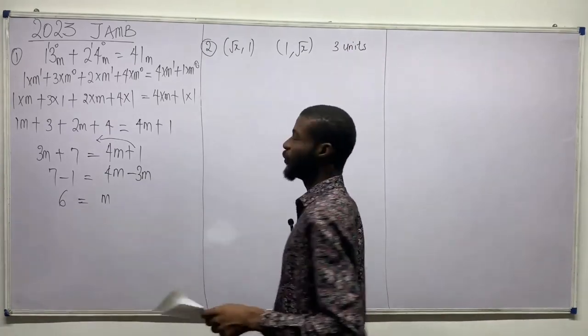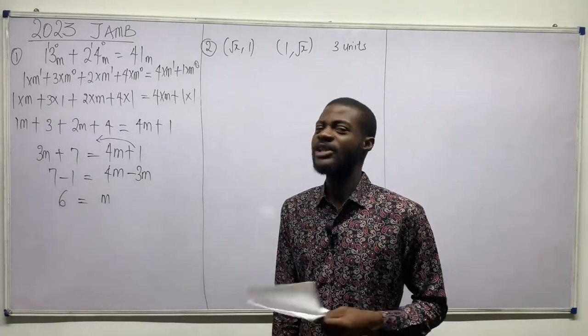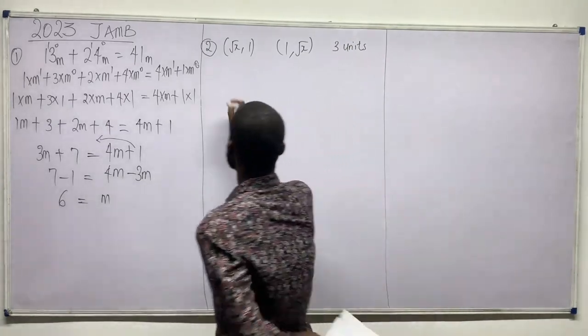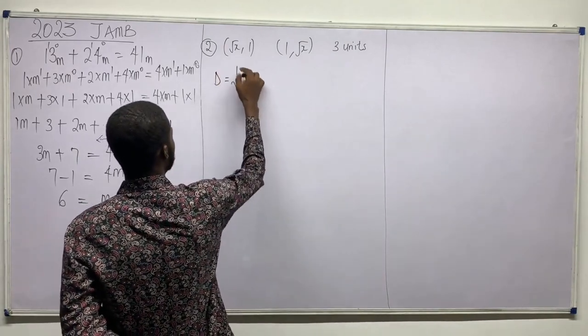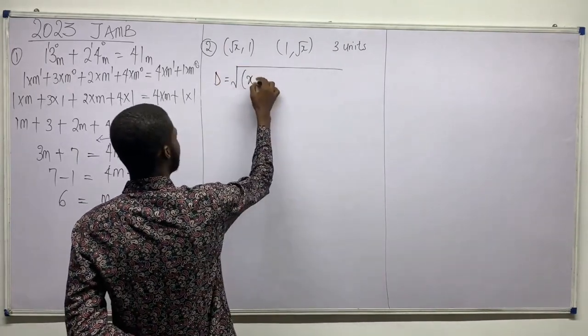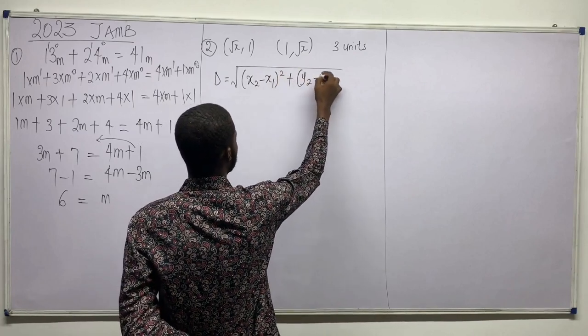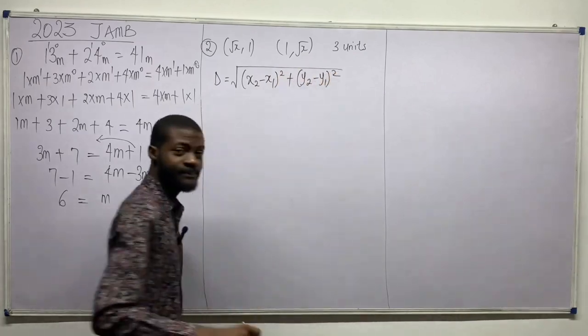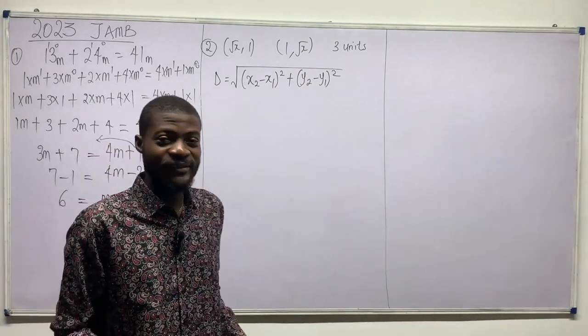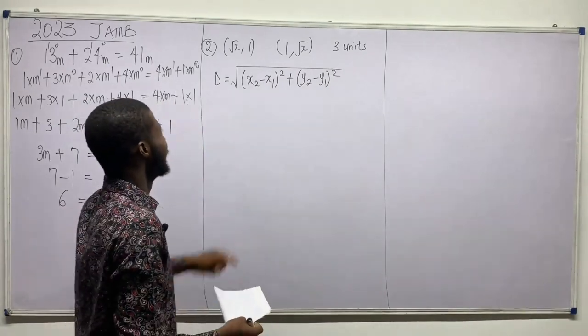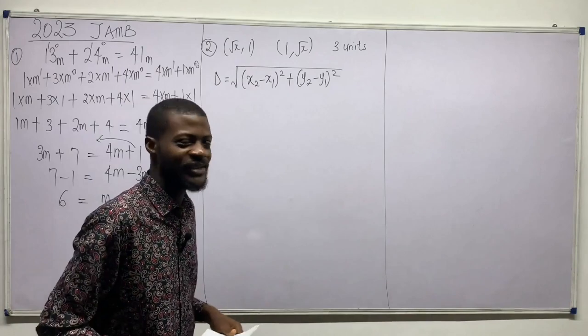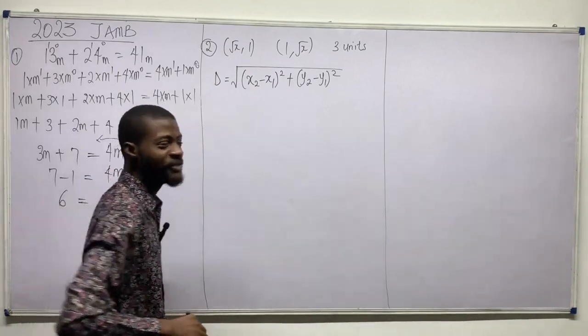So, that's the question. First of all, what is the formula for distance? Distance is the square root of (x2 take away x1) squared plus (y2 take away y1) squared. The reason why this question actually gives me chills in a way is because these two guys are kind of the same. You'll find out in the future why I actually love this question.